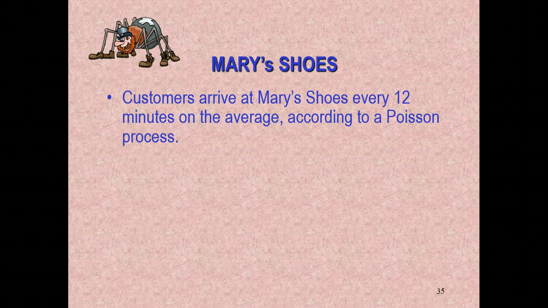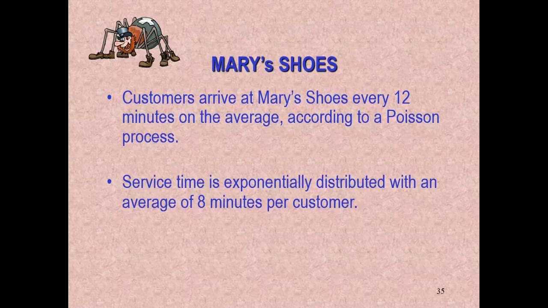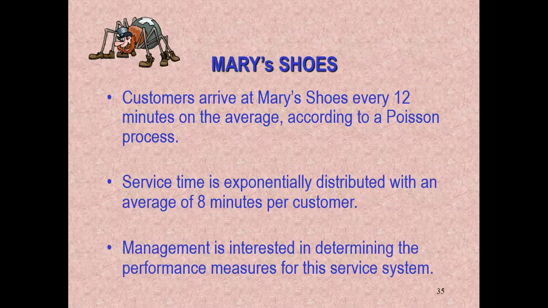Let's look at this one. Mary's Shoes. Customers arrive at Mary's Shoes every 12 minutes on the average according to a Poisson process. Service time is exponentially distributed with an average of 8 minutes per customer. Management is interested in determining the performance measures for this service system. So, I want you to help me classify this queue first. What is the arrival pattern? It is what?